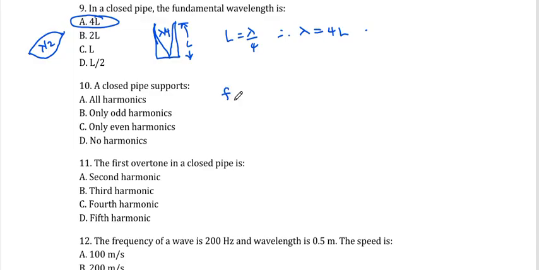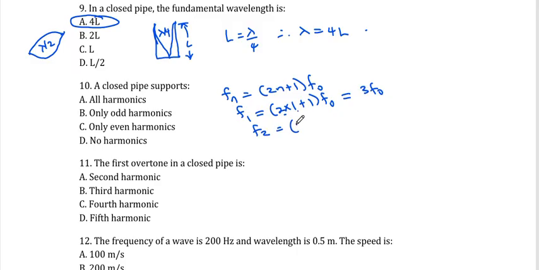Now, the frequency of overtone of a closed pipe has a formula 2n plus 1 times the fundamental frequency. So the first overtone would be 2 times 1 plus 1. Okay, fundamental frequency. 2 times 1 is 2 plus 1, 3. So 3 times the fundamental frequency. F2 is 2 times 2 plus 1 fundamental frequency. That's going to be 5 fundamental frequency.